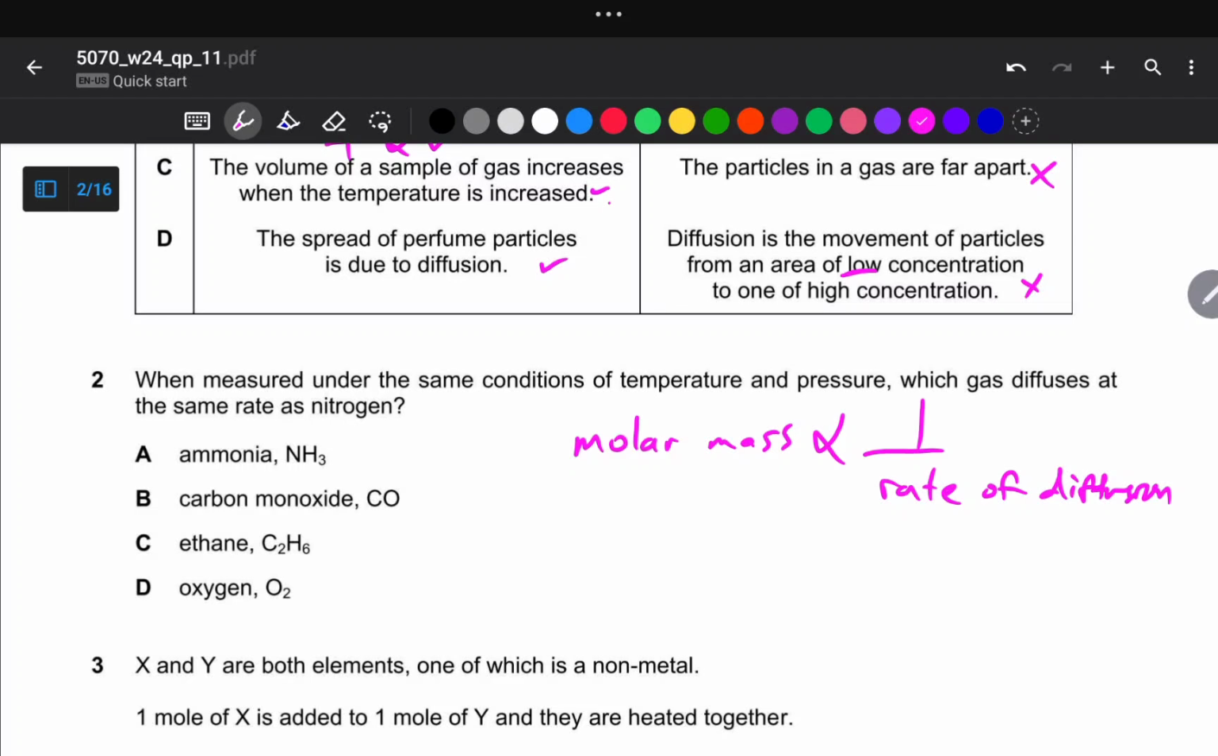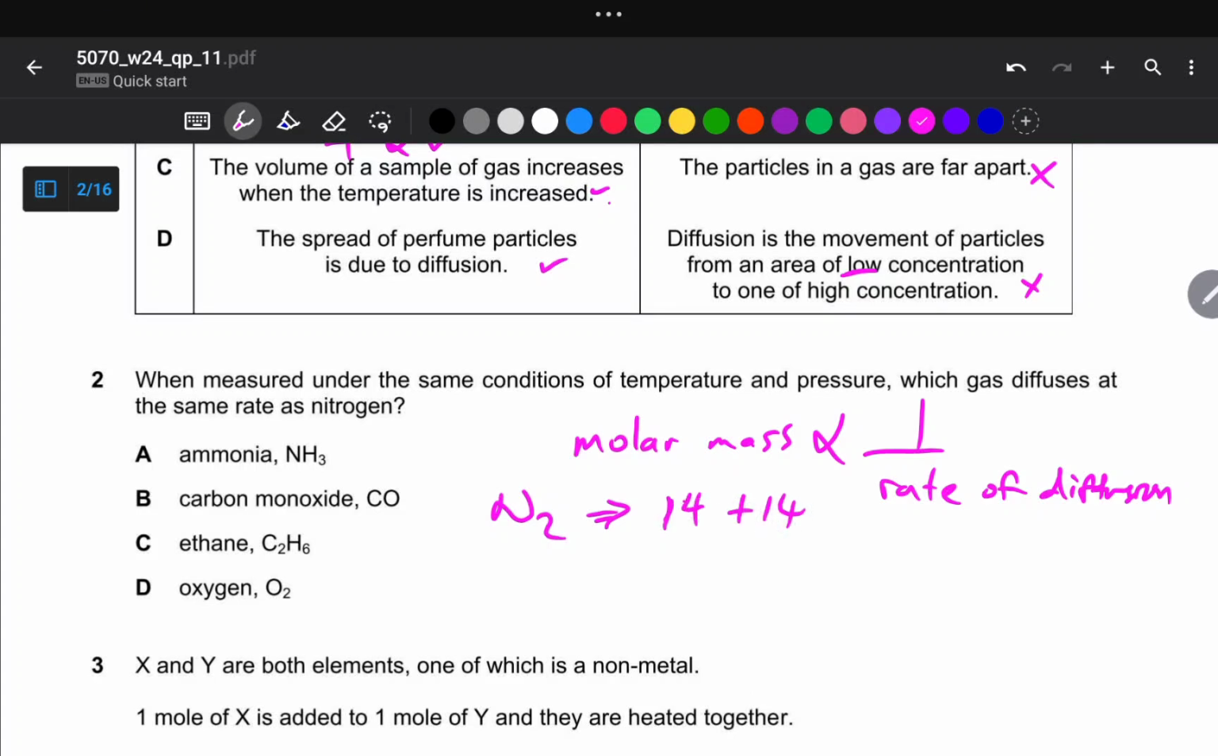So we want to find the compound which has the molecule which has the same rate of diffusion as that of nitrogen. So we go on to calculate the molecular mass of nitrogen. So nitrogen exists as a diatomic molecule. So for the molecular mass, we add the relative atomic masses, 14 plus 14.